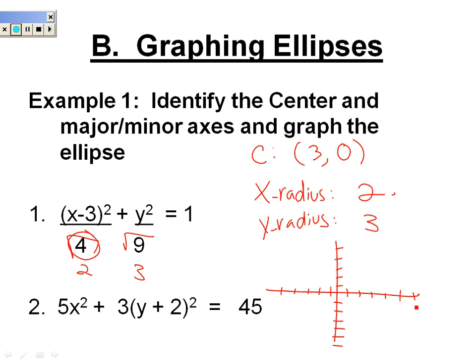Okay, so we're going to find our center first, 3, 0. That's over 3 and up none. So we'll put a dot there. Now my x radius, that's the number that tells me how far to go left and right. So I'm going to go left and right 2 and put a dot. So left 2, right 2. And my y radius is 3, so I'm going to go up 3 and down 3. It might not look like an ellipse because of the way I drew my graph, but the point is that the y direction should be longer than the x direction slightly.